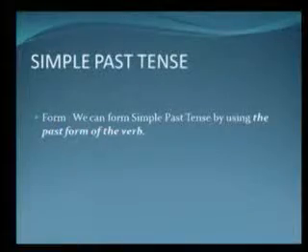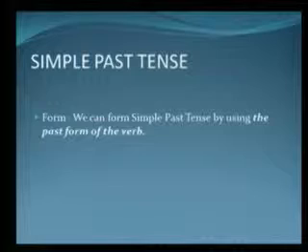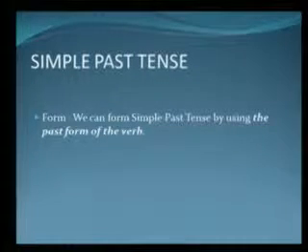Now let us move on to the past tense, the simple past tense. This form is very easy. If you have gone through the first part, that is the present tense, the past tense is very easy compared to the present tense. Only the past form of the verb is used. Now, how can we use the past form of the verb? We can form a simple past tense by using the past form of the verb.